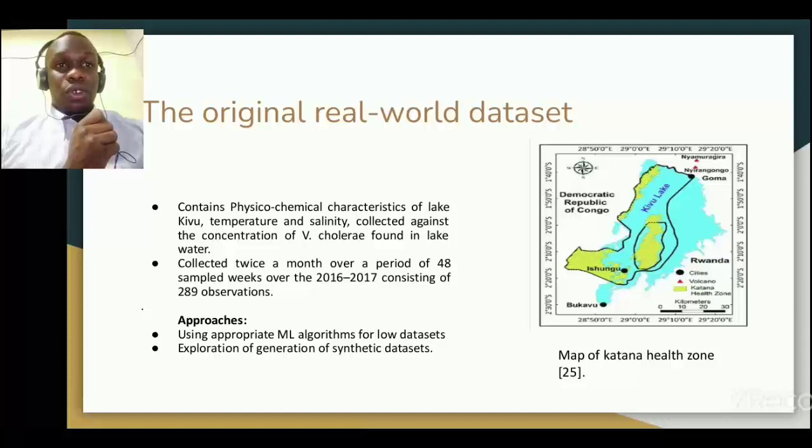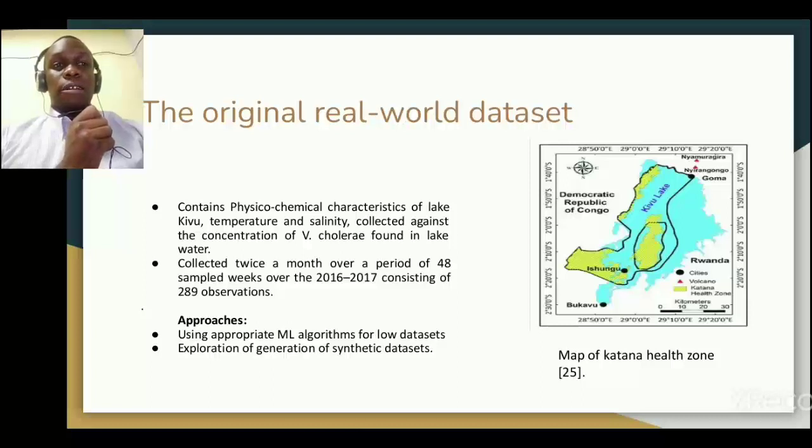Moving on, we will start with the original real-world dataset, which is based on Lake Kivu, at the border of Rwanda and Congo, as shown in the map of Katana Health Zone. The study we got this data from contained physical chemical characteristics of Lake Kivu, that is temperature and salinity, collected against the concentration of Vibrio cholerae, the scientific name for cholera, found in lake water. So they were looking at how salinity and temperature affect the existence of cholera in water.